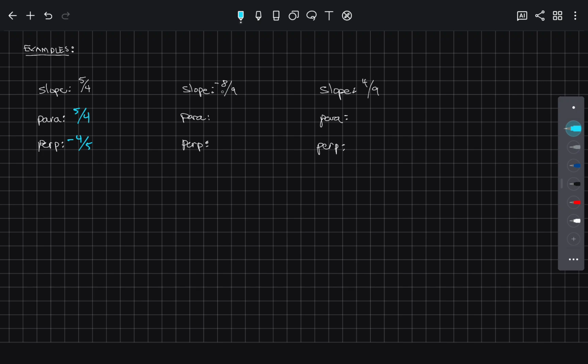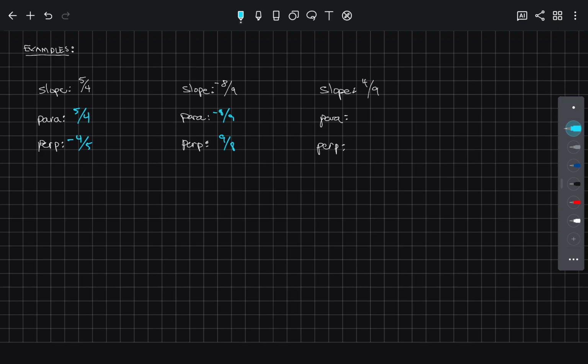Moving on to the second one, you can see if you want a parallel line, you just have the same slope, negative 8 over 9. For a perpendicular slope, I'm going to flip it upside down, take the reciprocal, 9 over 8. It was already negative, so I'm going to leave it being positive. So negative 8/9 is now going to be a perpendicular line of positive 9/8.